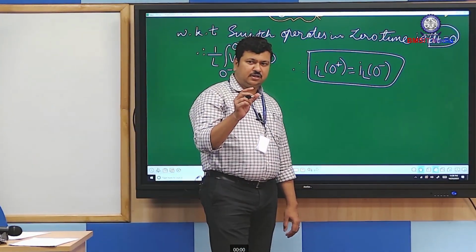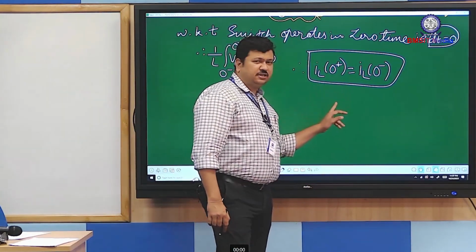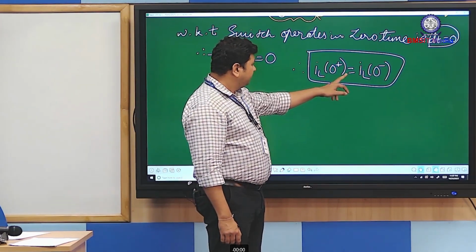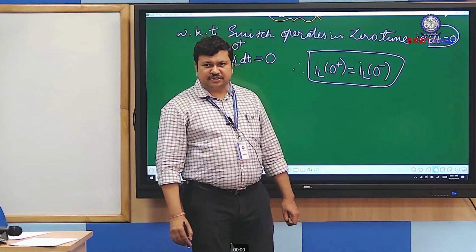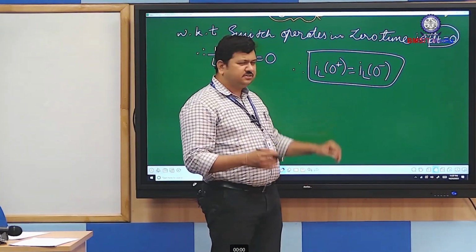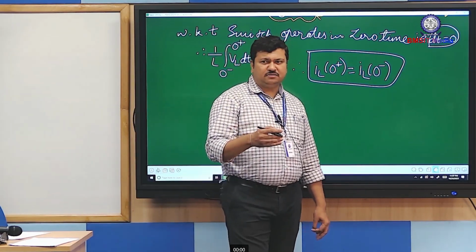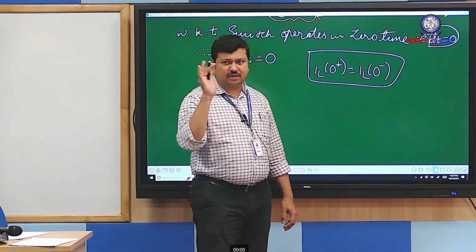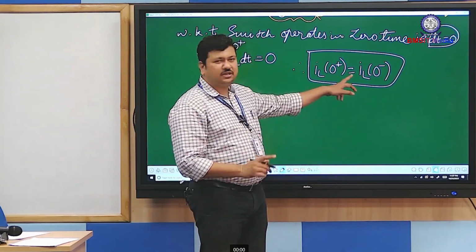This is an important understanding. The current in an inductor does not change instantaneously. You can observe from this expression that the current immediately after the switching operation is the same as the current just before the switching operation. Even when the switch is operated, the current is not changing instantaneously. It may change after some time, but it is not changing instantaneously.